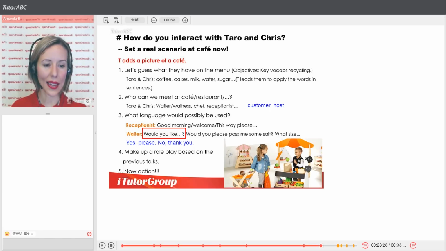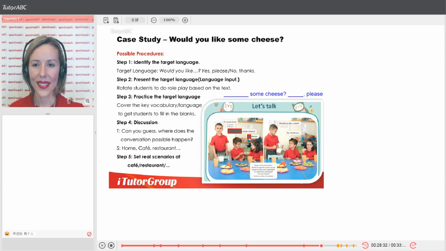Okay, so let's go back. Let's review. How do we set up an interactive classroom? Well, first we want to identify the target language. What are we teaching? So make sure that's the focus of your lesson.